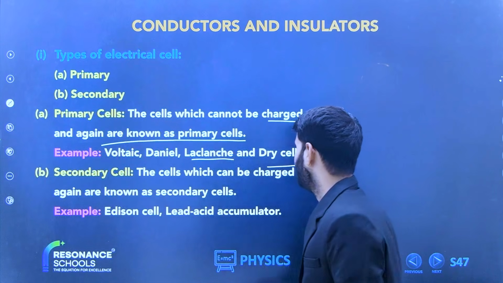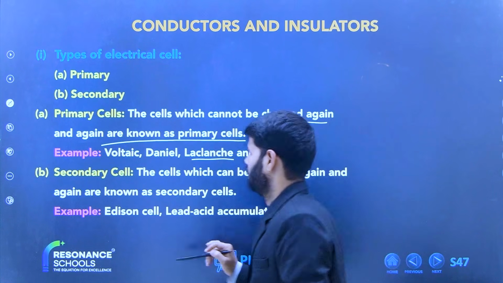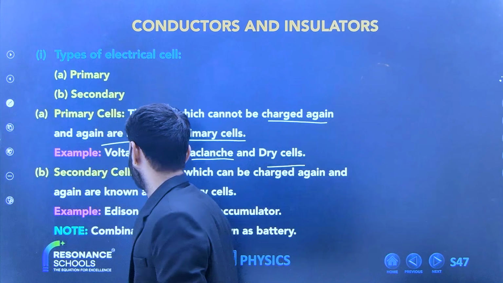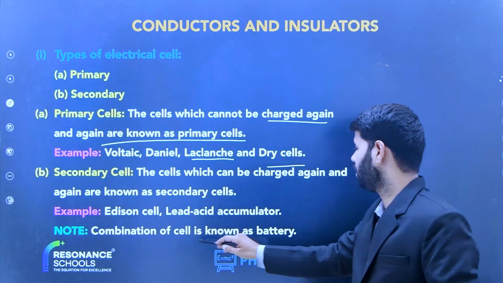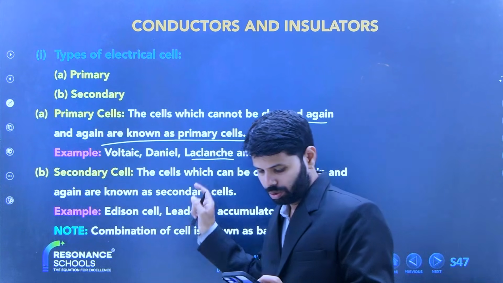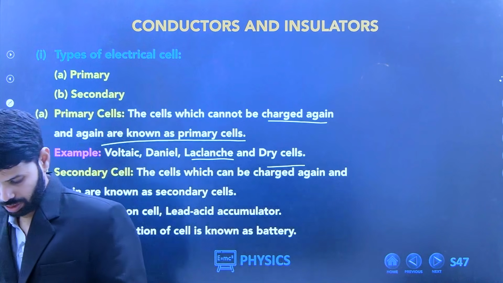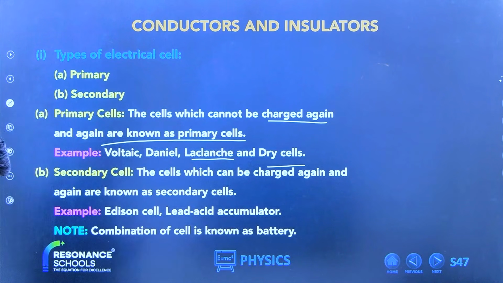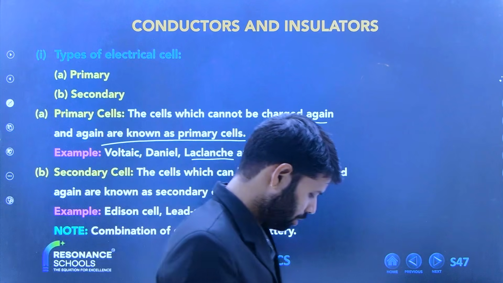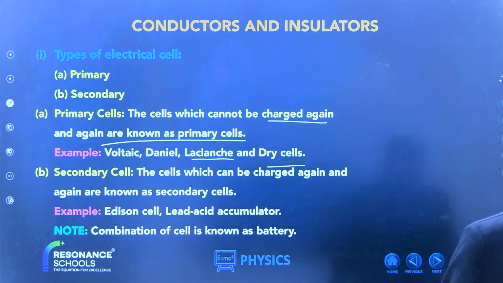Examples: lead acid accumulator. Okay. Now see, a combination of cells is also known as a battery. But I do one thing: write down this whole thing. You can also write it only once, if there is a doubt.